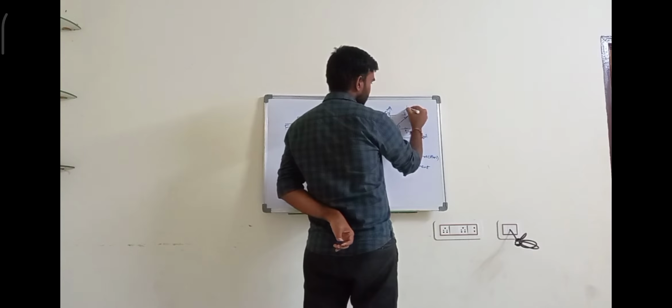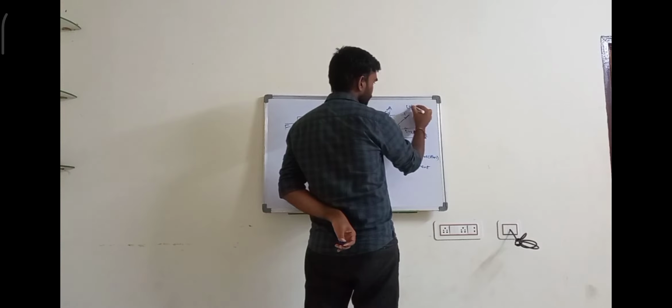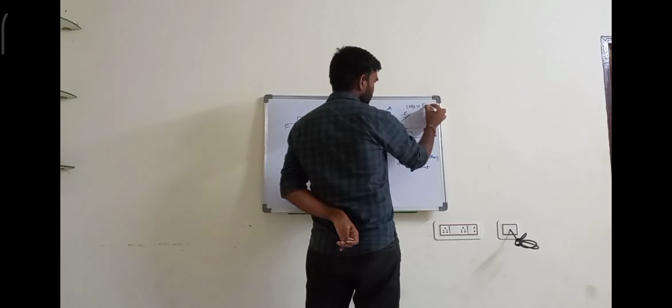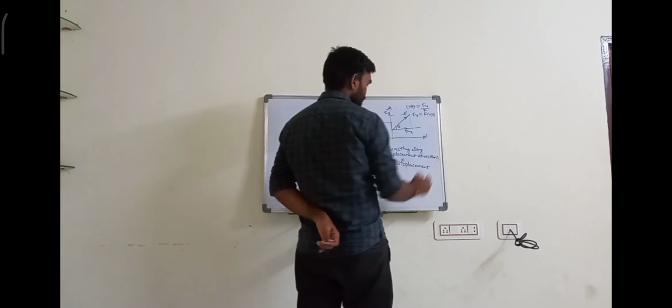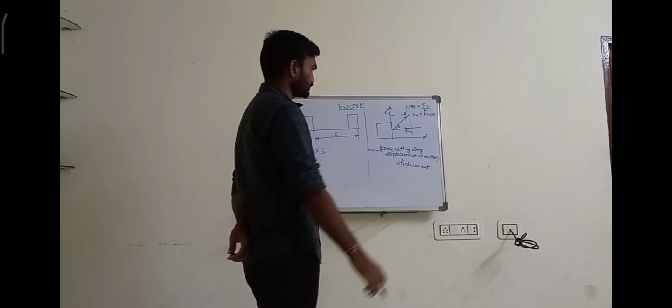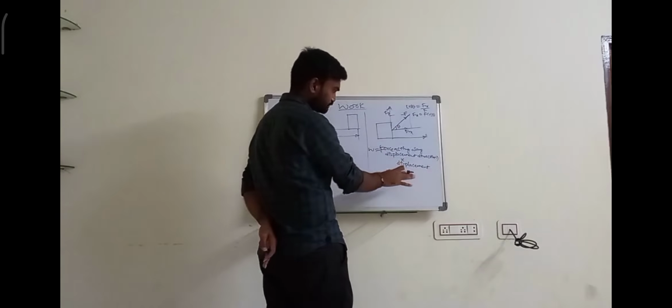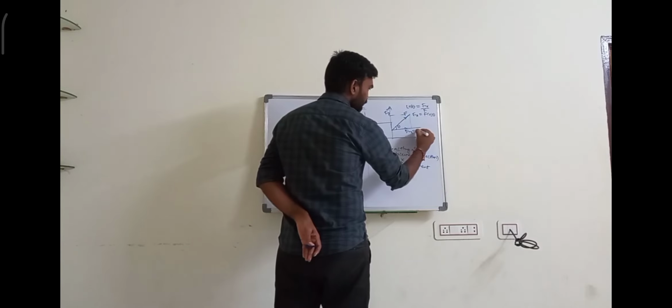So here we can write cos theta is equal to Fx by F, so Fx is equal to F cos theta. Fx is equal to F cos theta. Nothing but, the force along the displacement direction is F cos theta.